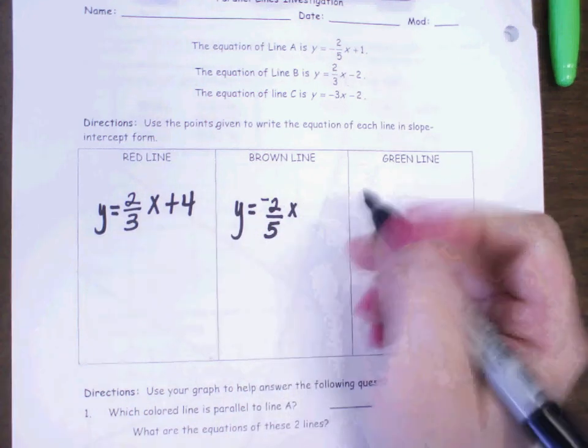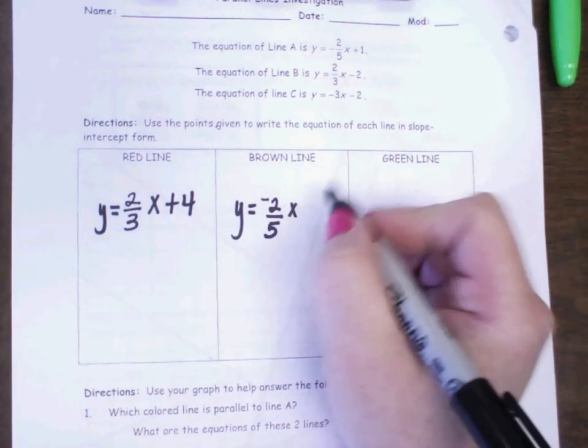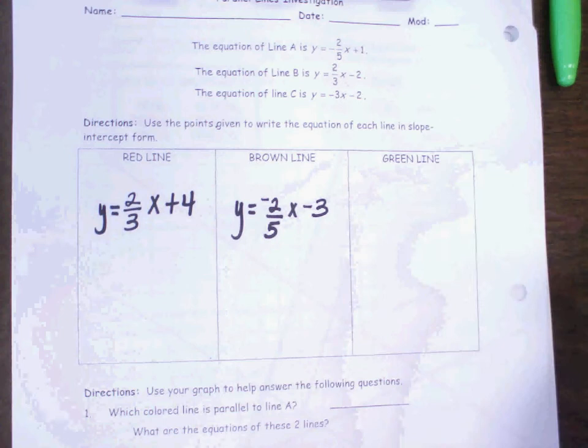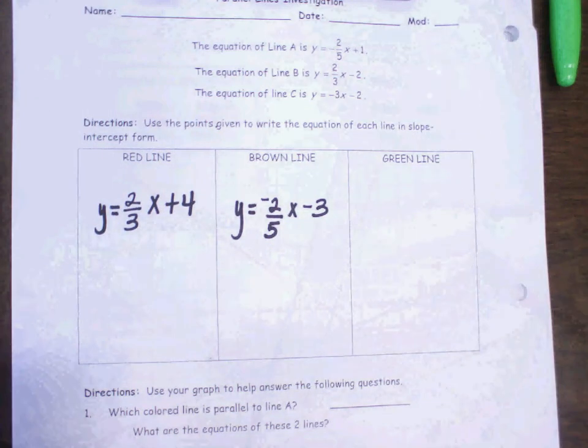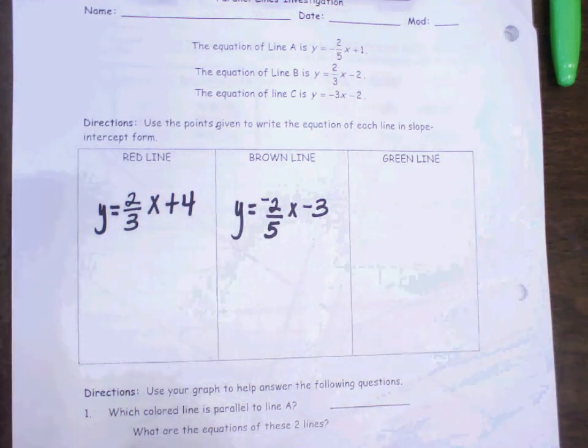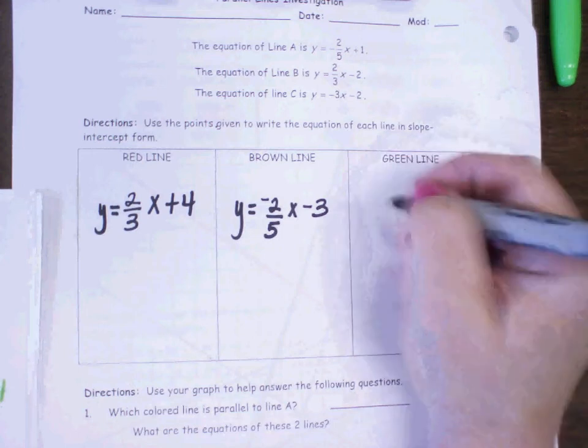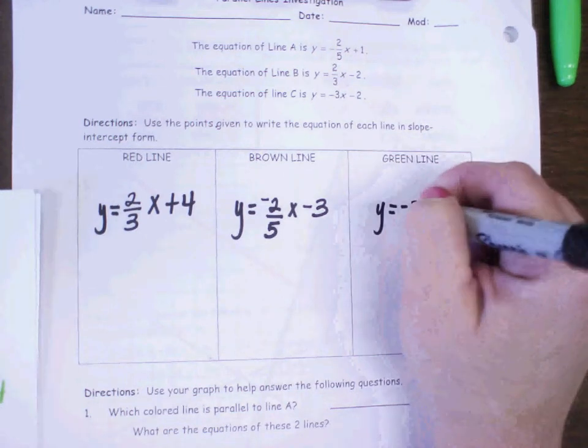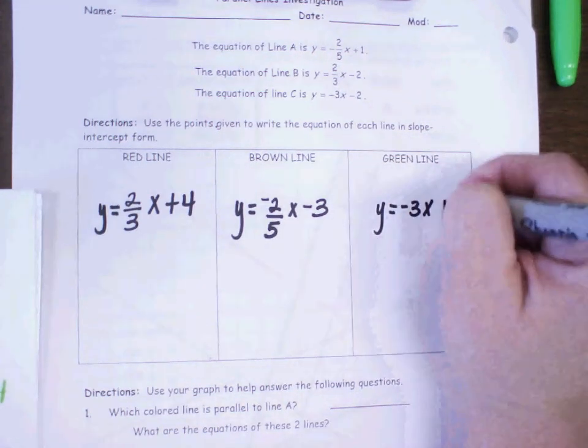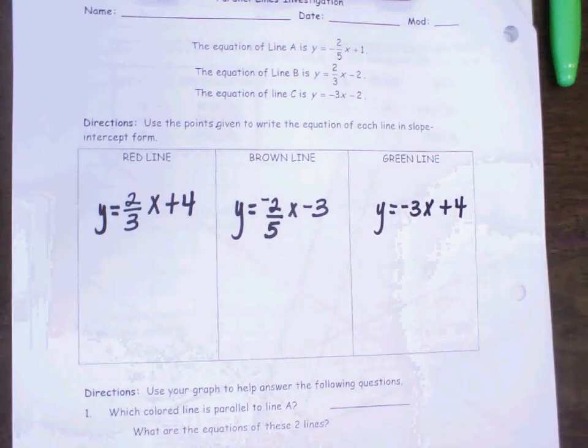Negative 2/5. Come on, guys. You have it. The minus 3. Unless you didn't copy a thing. What about the green one? 3x plus 4. Very good.